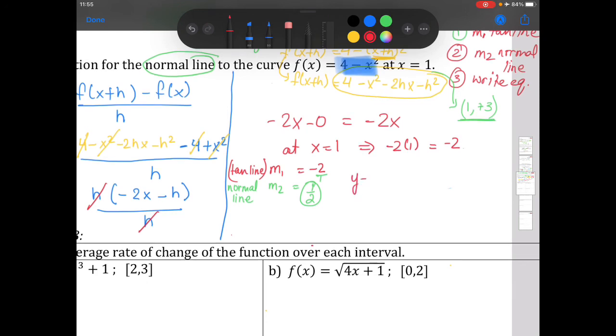So rewrite the equation: y minus y1 equals m times x minus x1. That's your point-slope form. You can even use slope-intercept form, but I feel this is easier because you don't have to find the b. You already have the point, you found the slope, so it's going to be y minus 3 equals 1/2 times x minus 1, and that's your equation of the normal line to the curve at the point (1, 3).